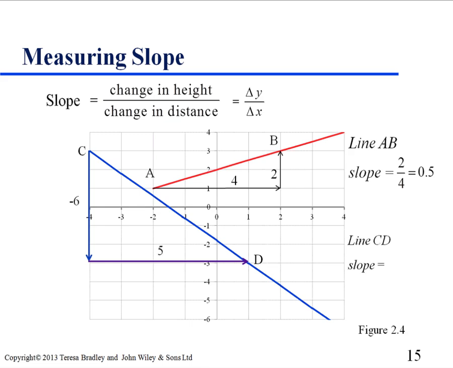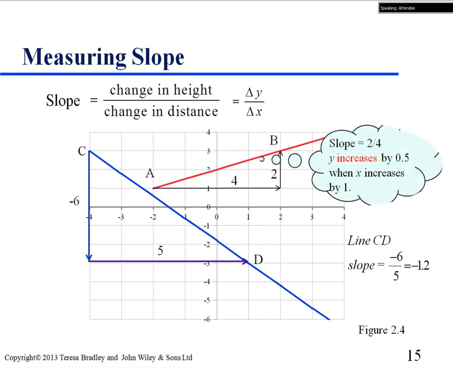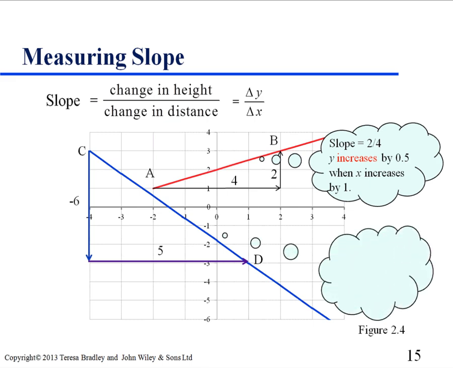Just like so. And then the slope of this line, CD, is equal to negative 6 over 5, again the change in the height over the change in the distance, which is equal to negative 1.2. Now in this case, the slope is a half, so y increases by 0.5 when x increases by 1. For this line right here, the slope is equal to negative 1.2, so this means that y decreases by 1.2 when x increases by 1.